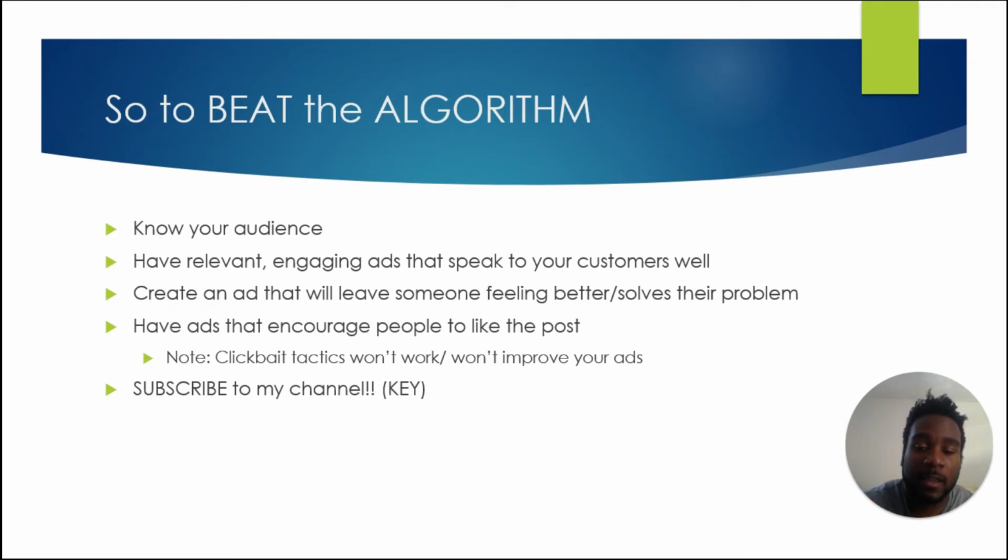So what I mean by that is don't use clickbait, because Facebook says that clickbait tactics aren't going to work and they won't improve your ad's quality scores. So it might even make it go down. So don't use clickbait tactics, but have something that people are just going to want to share with their friends. Have posts that are going to leave someone feeling a bit better once they see it. And that is exactly how you beat the algorithm.